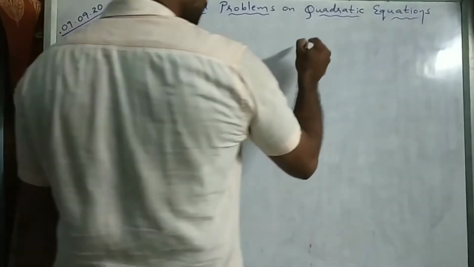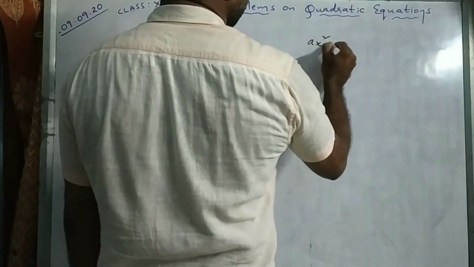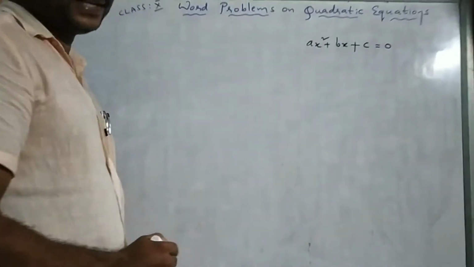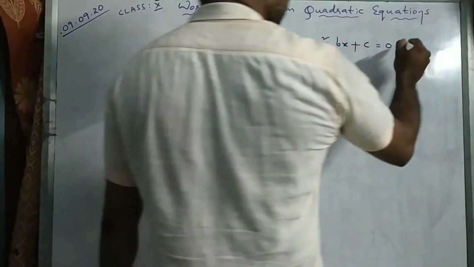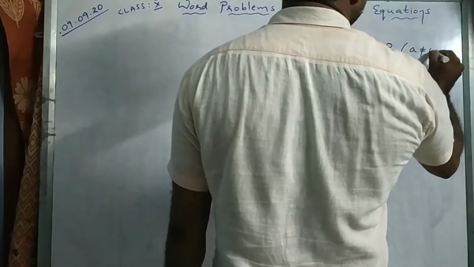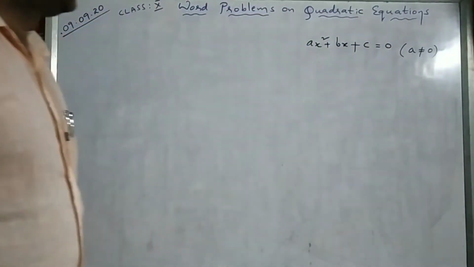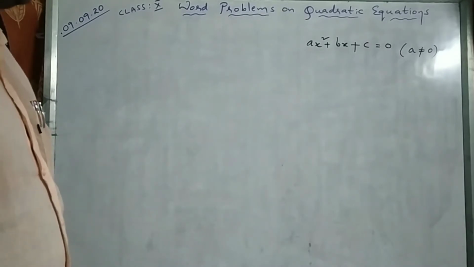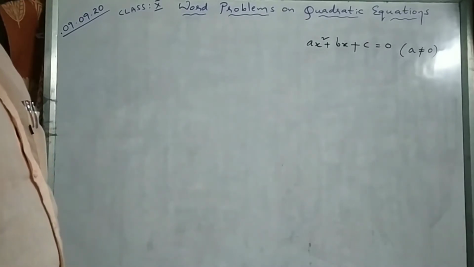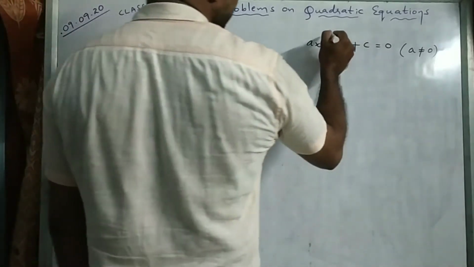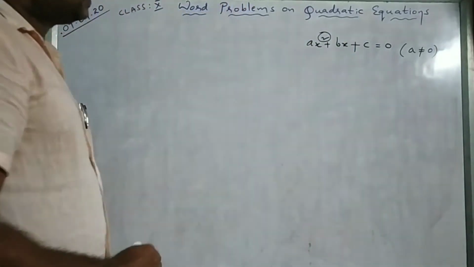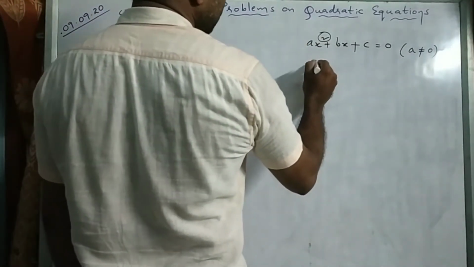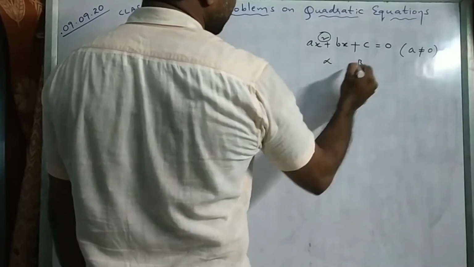What is the general form of a quadratic equation? We have seen earlier ax square plus bx plus c is equal to 0, where a not equal to 0, represents a quadratic equation or second degree equation. Since it is a second degree equation, we have two roots for this. One is alpha and the other is beta.